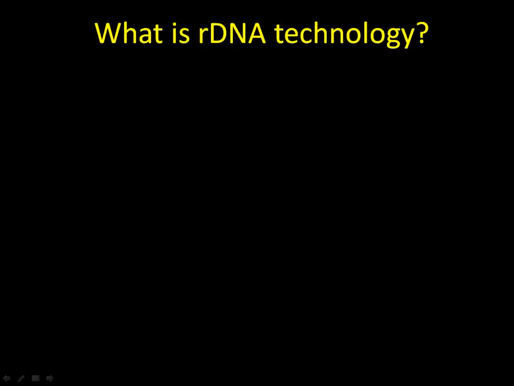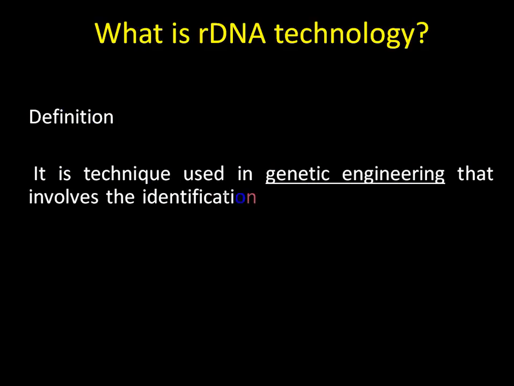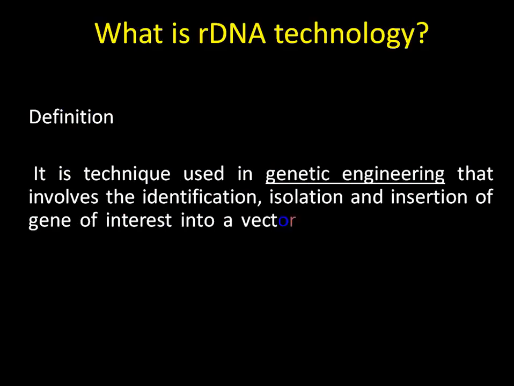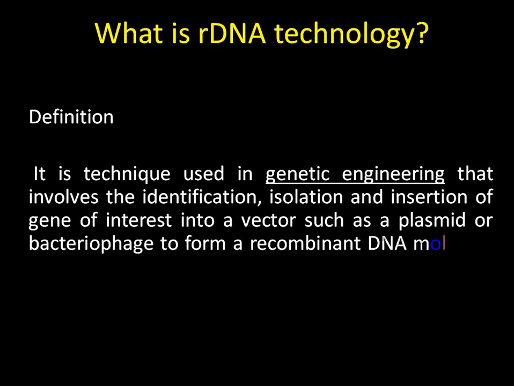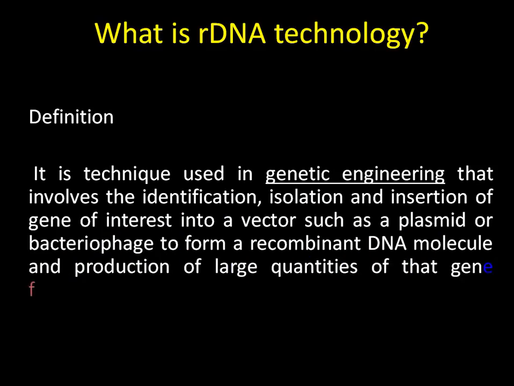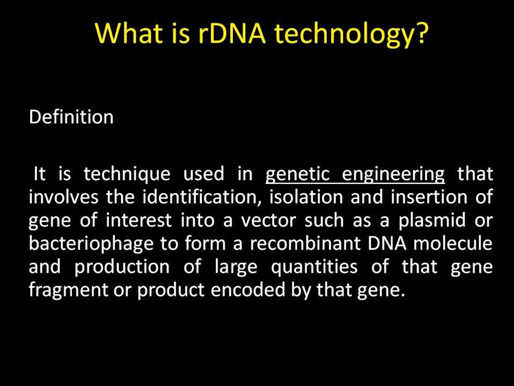First of all, we will start with the definition. In this video we will be going through all the processes in detail. Recombinant DNA technology is a technique that refers to the identification, isolation and insertion of a gene of interest into a vector such as a plasmid or bacteriophage to form a recombinant DNA molecule, and the production of large quantities of that gene fragment or the product encoded by that gene. We'll be going through the different steps in detail in this presentation.